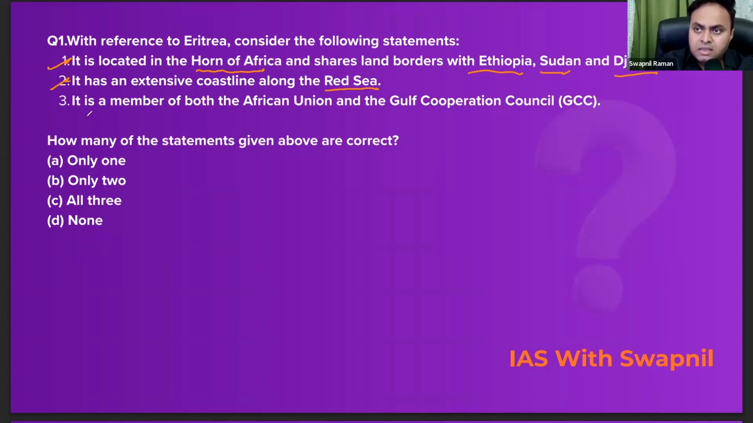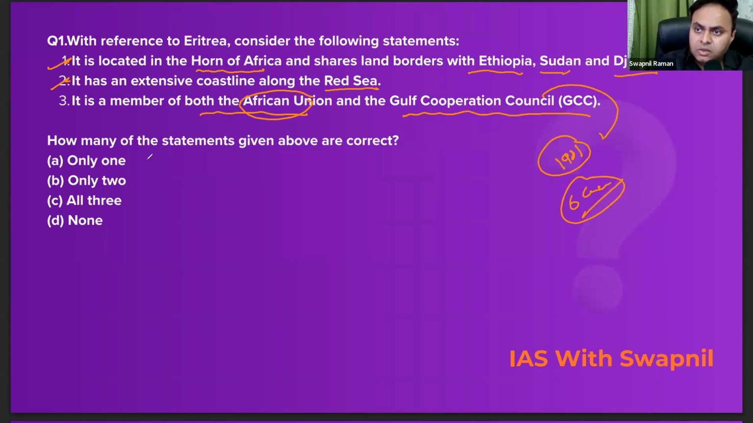Again, correct. The third statement is, it is a member of both the African Union and the Gulf Cooperation Council. See, the first half of the statement is correct, but not the second one, right? So it is indeed a member of the African Union, but not a member of the Gulf Cooperation Council. The GCC was set up in 1981 and it includes the six Gulf countries, right? Not the countries of the Horn of Africa.